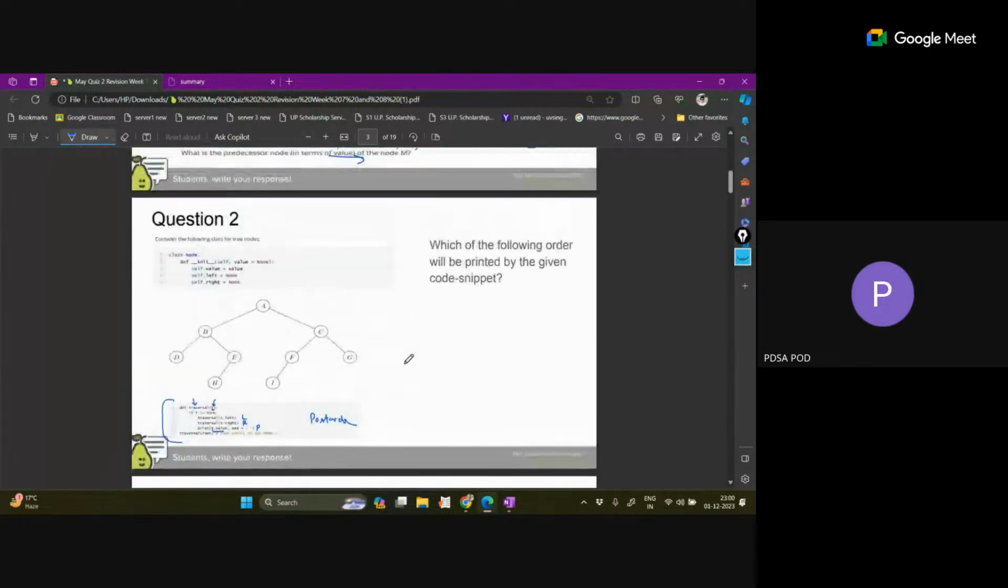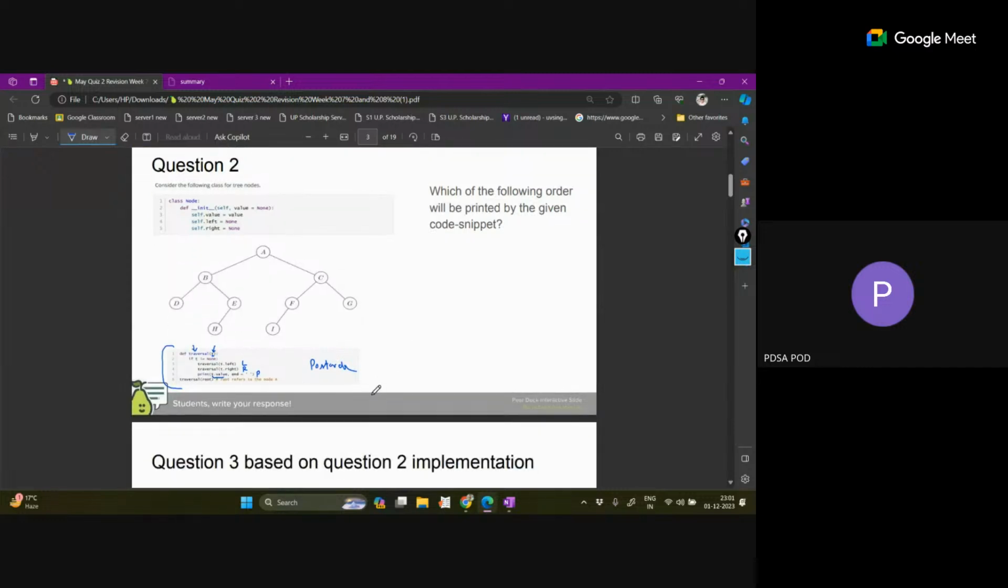So next problem, I've already explained, which of the following orders will be printed by the given code step. So here the post order is given.